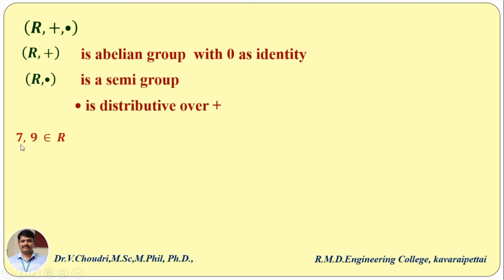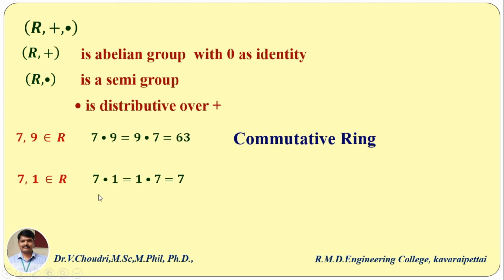Also, I am taking any two elements belonging to R. 7 · 9 equals 9 · 7 equals 63. This property is called commutative. So (R, +) is abelian. So R is commutative under plus. But here (R, ·) is a semigroup only. We didn't say that R is abelian under dot. Only semigroup. It satisfies two conditions only. If R satisfies the commutative property, then the above ring is called a commutative ring.